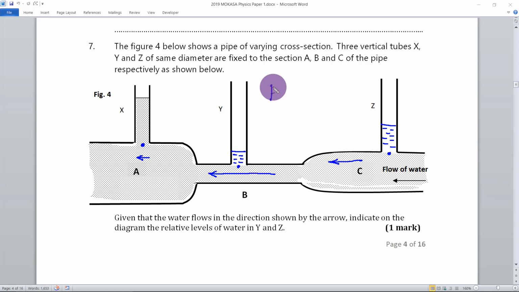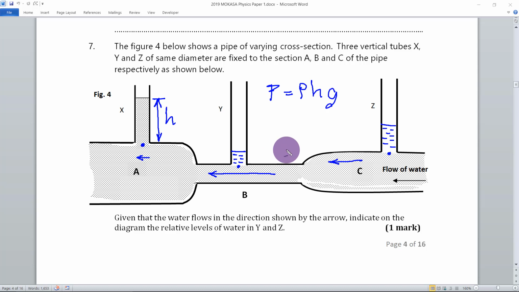Remember, pressure in a liquid is given by the density of the liquid times the height times the gravitational field strength. We are talking about this height here. That is the height that we are talking about. So when the pressure is highest, of course the height will be highest.